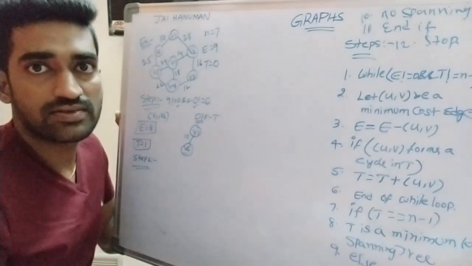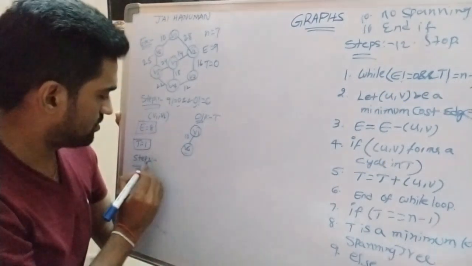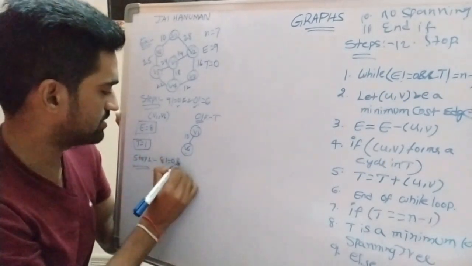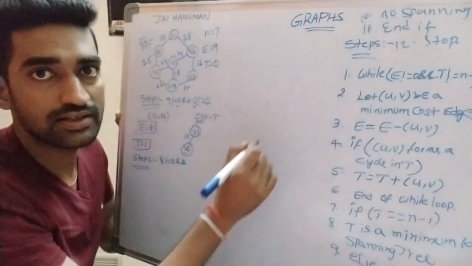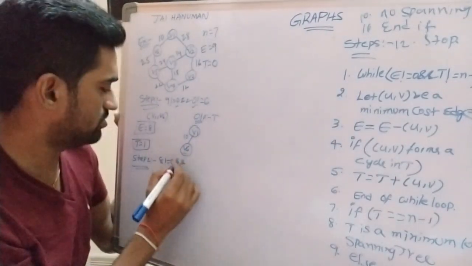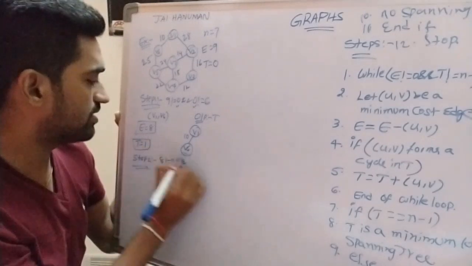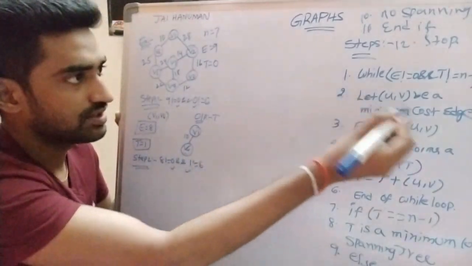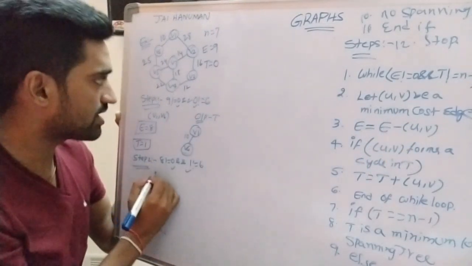While E not equal to 0. So what is the E value? 8 not equal to 0, logical AND of T not equal to n minus 1. So what is the T value? 1 not equal to 6. Both are true. So that's why U comma V can be taken as minimum cost edge.